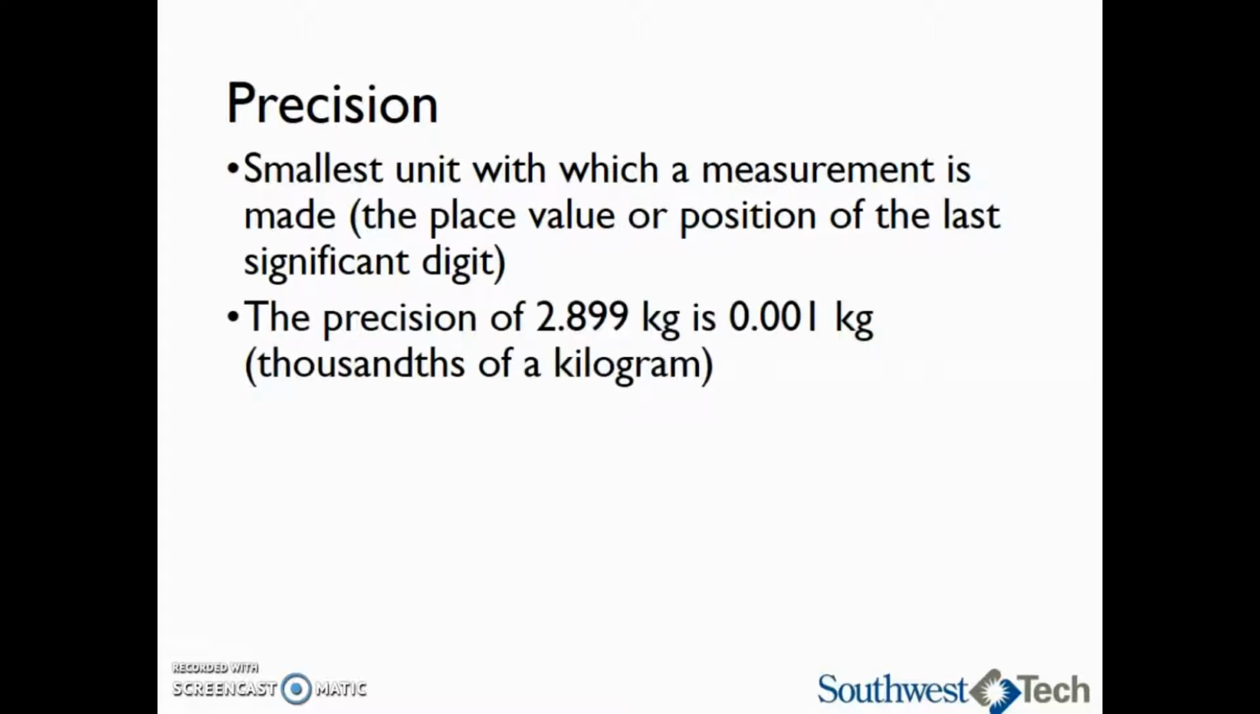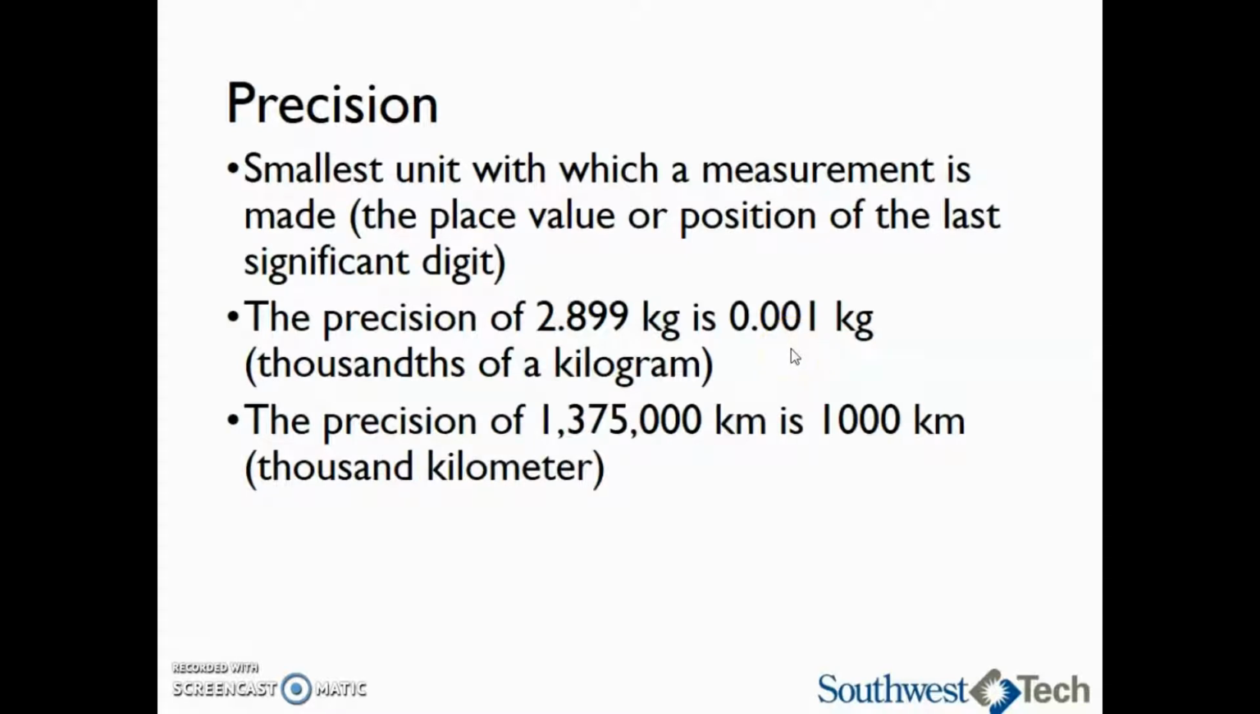So the precision of 2.899 kilograms is going to be 0.001 kilogram, or 1/1000th of a kilogram. This is because all four of these numbers are significant, so our last significant digit is located in the thousandths position. So that will be our precision, 0.001 or 1/1000th of a kilogram.